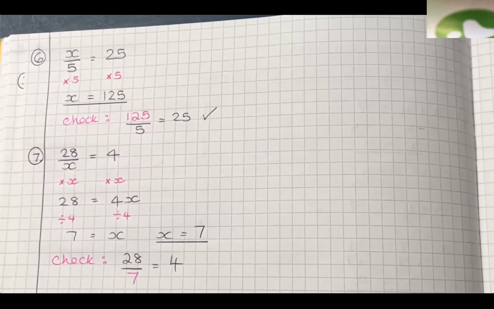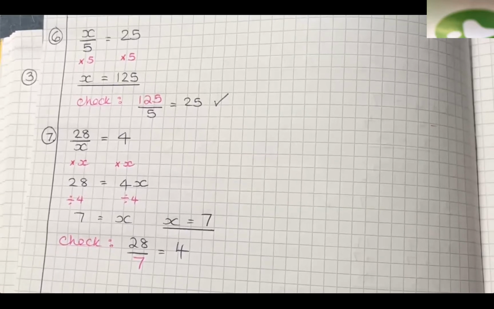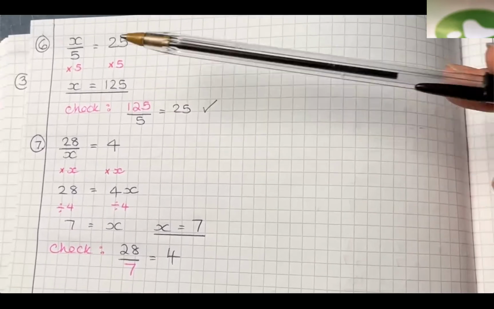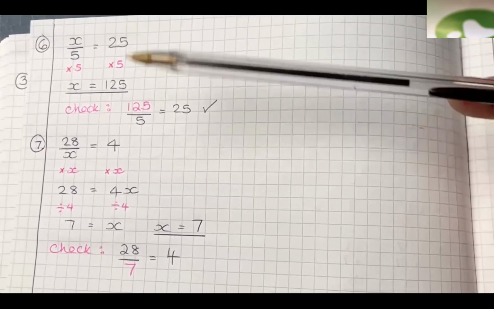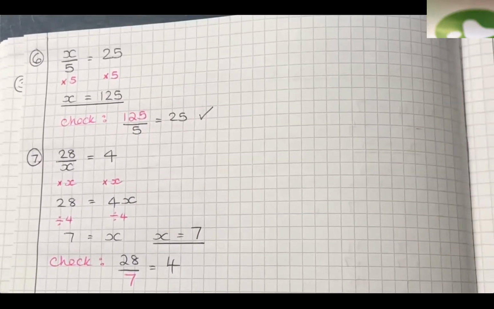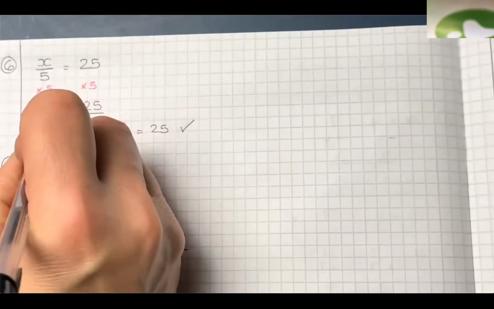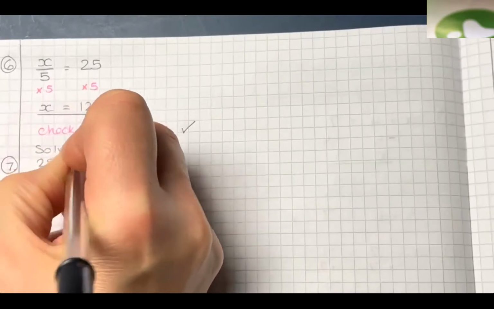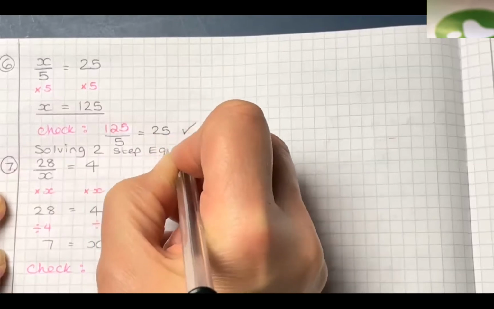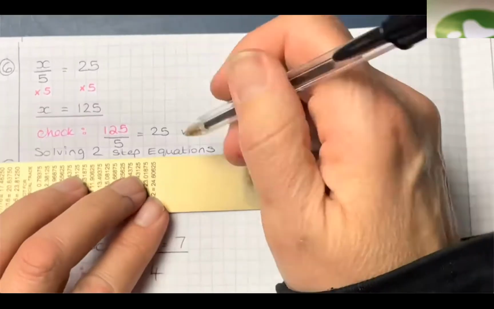Now, what you might have noticed here, compared to all the other questions we've done so far, everyone, is that we've just had one step that we've gone through using our balancing method, doing the same to the left-hand side as we do to the right-hand side. This time, we had to do what's called 2 steps. So I'm just going to put in a little title there. Squeeze it in there. Solving 2-step equations. Hopefully you've got enough room to squeeze that in, or write it at the side.